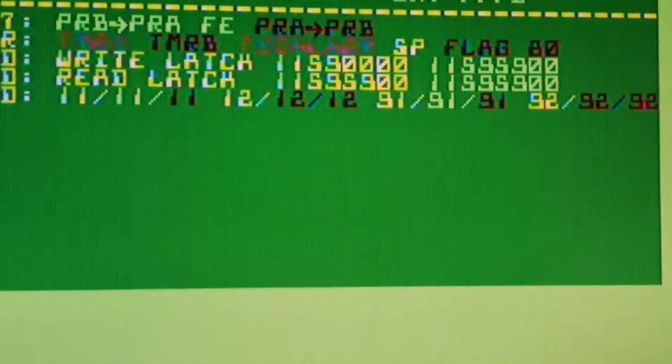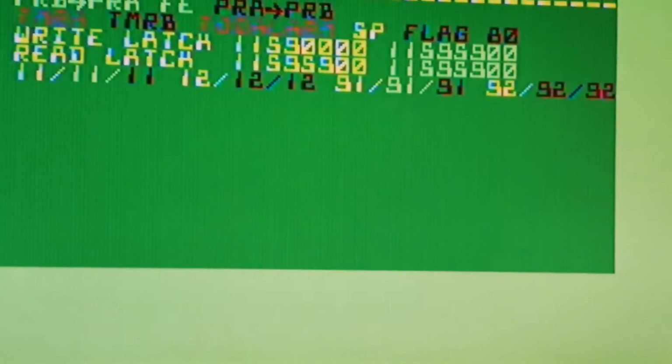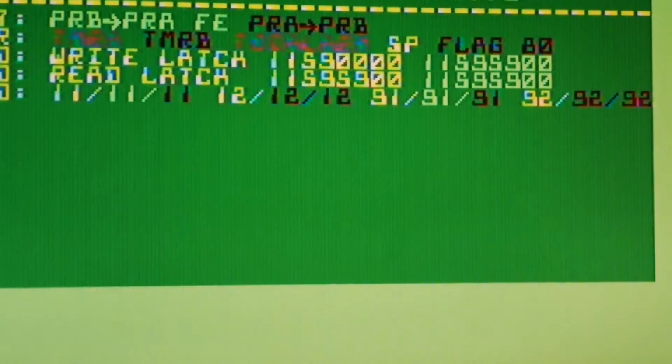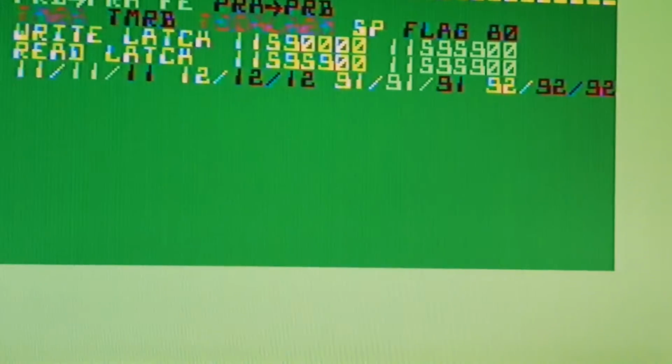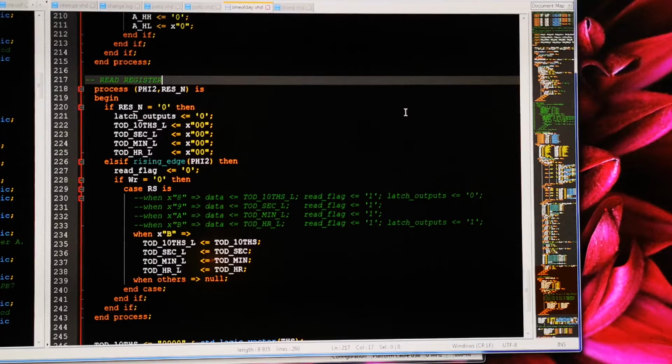I think I will just print the clock down at the bottom of the screen, like the dead test card, so I can see how it works. Okay, so we saw on the screen that the write latch was 00 at minutes when it's supposed to be 59. And I looked in the code and there's nothing that suggests that that should happen.